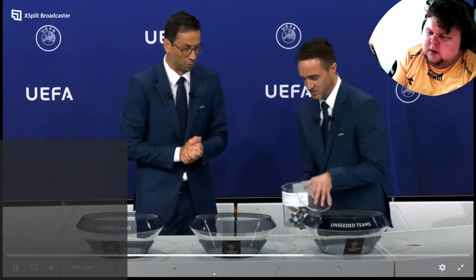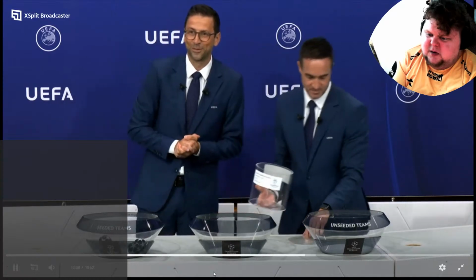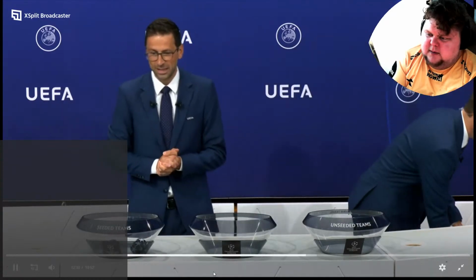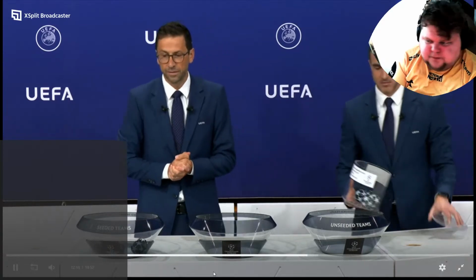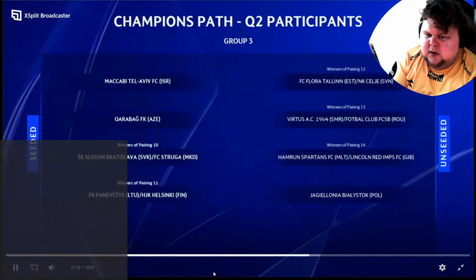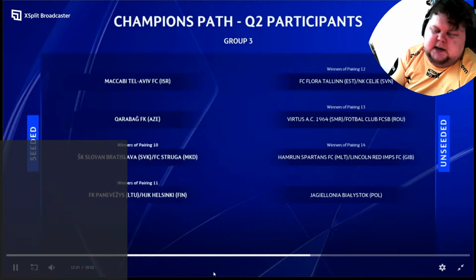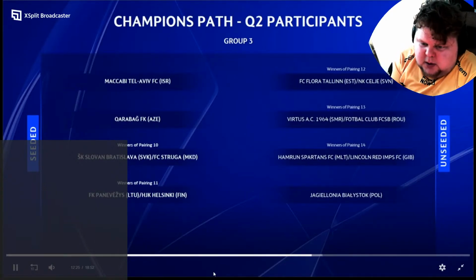Now we keep Group 3 ahead of us. So let's find out who are the teams on the seeded side. We have Maccabi Tel Aviv FC from Israel. We have Karabakh FK from Azerbaijan. We have SK Slovan Bratislava from Slovakia or FC Struga from North Macedonia, the winners of pairing 10, and the winners of pairing 11, FK Panevėžys from Lithuania or HJK Helsinki from Finland.